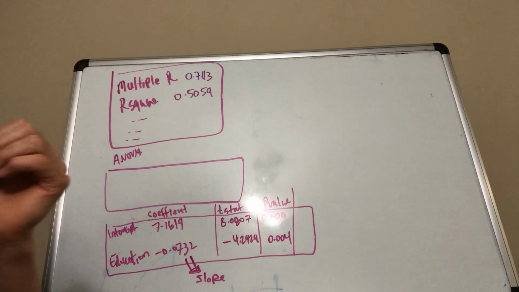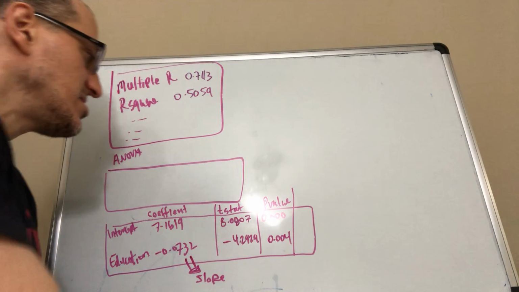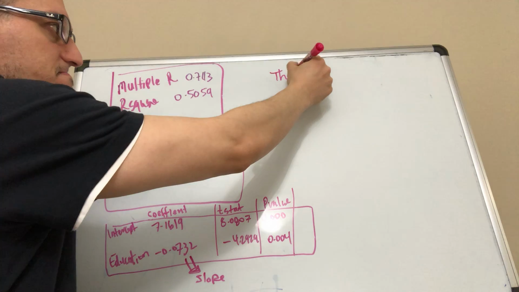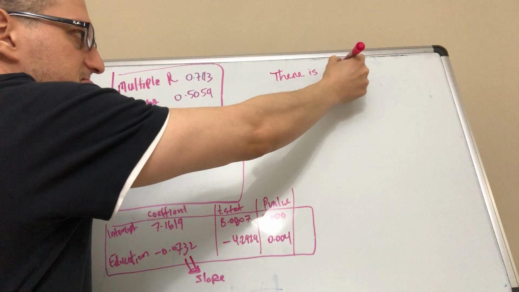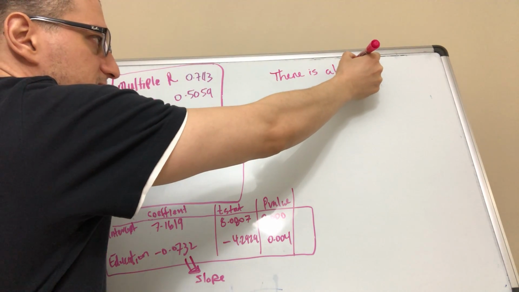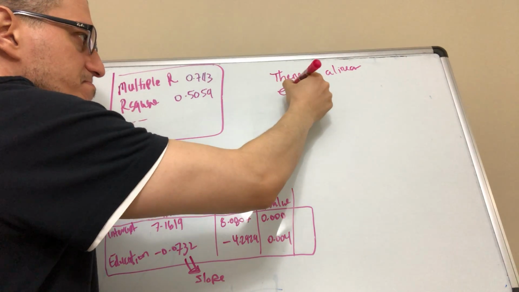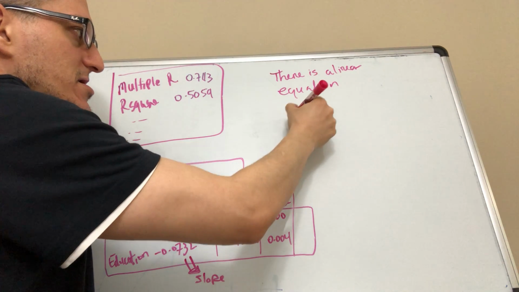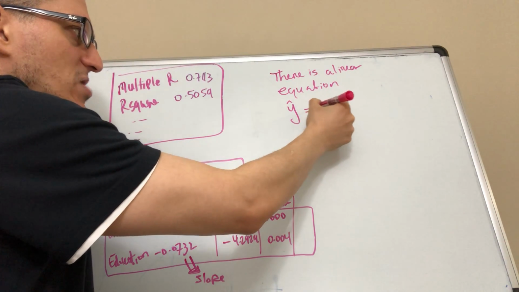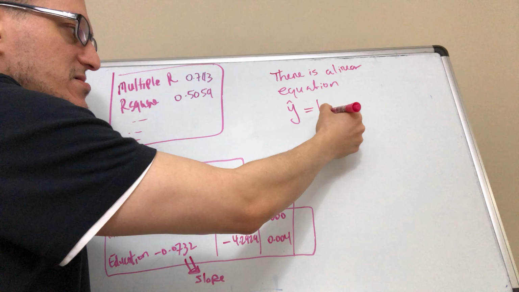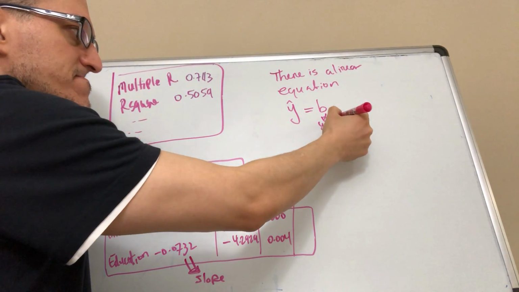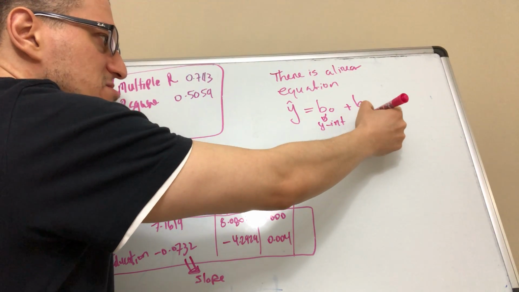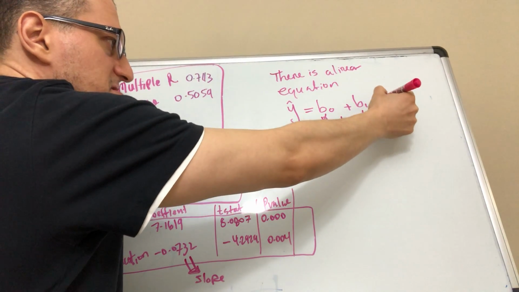Now, from this table, we can figure out that there is a linear equation. As we said earlier, in stats we call it y hat, b0 as your y-intercept, and b1 as your slope times x.